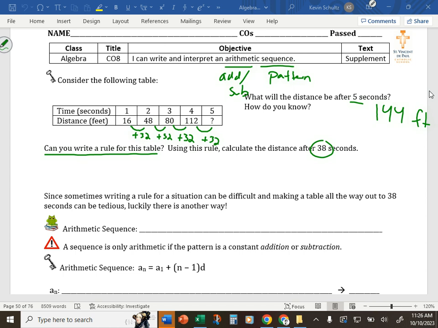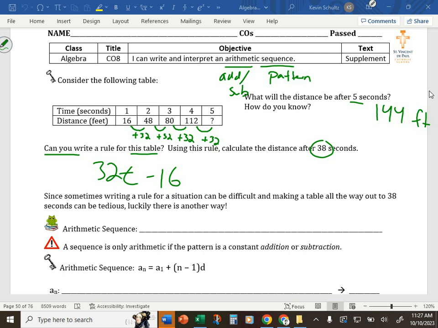Gabby? Wait, I just have an idea. So like x times 32 minus 16. X times, I'm going to replace X with T just for the time here. So 32T minus 16. Now you said that was a guess. How did you come up with that? Well, it's because each time is plus 32, but the first time it was 16, so it was minus 16.